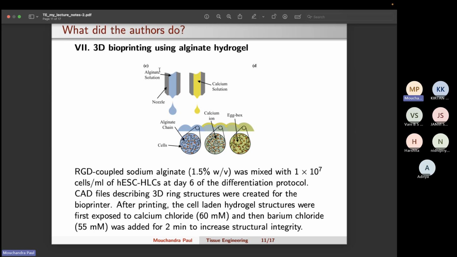So people have modified this material by adding peptides called RGD peptides. And these peptides are present in the cell binding sites of the biomaterial. So they have modified this material first and then used that. And in the concentration of 1.5 to 8 percent, they have mixed it with cells; that is the cell density that they have used.